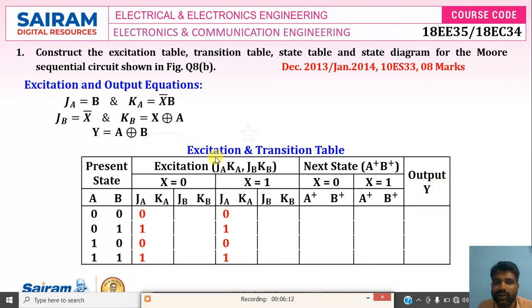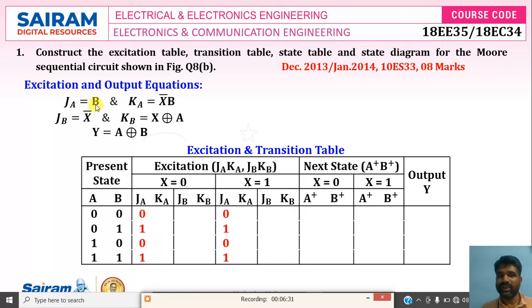Okay. Why have I combined here? Since both present state and output are the same. So only excitation and next state are changed. Clear na? So let's see. First we'll complete the excitation section. Correct? So we'll write JA.